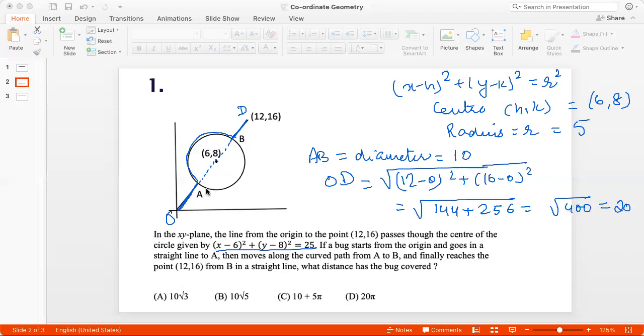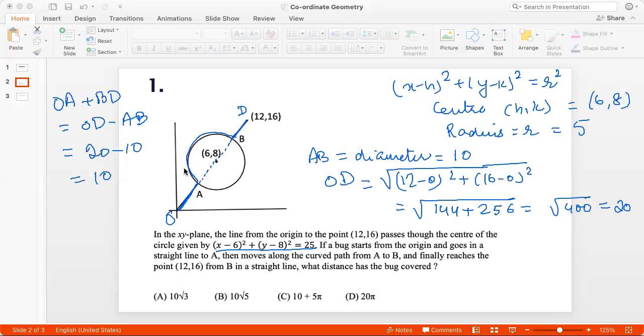But it actually did not. It only went to OA, and then it took the curved path and then went to BD. So then I can say that OA plus BD would be OD minus AB, which would be 20 minus 10, which is 10. So the sum of OA and BD is 10. Now we simply have to find the curved path, and that would give us the total distance the bug traveled.